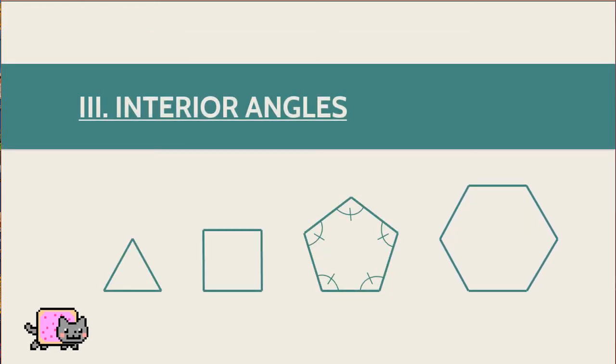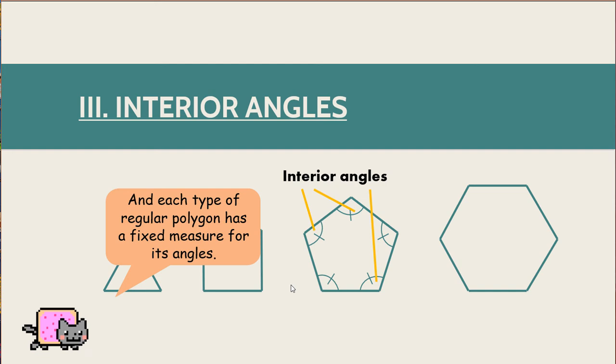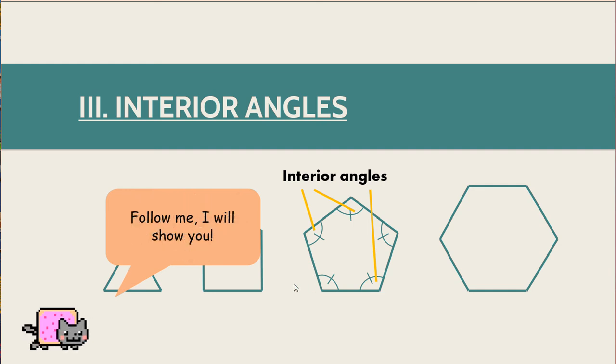The interior angles. We know that all angles in a regular polygon are equal, right? So here are the interior angles. They are all equal. And each type of regular polygon has a fixed measure for its angles. Now we will try to find the measure. Okay, show me, please. Here the cat.